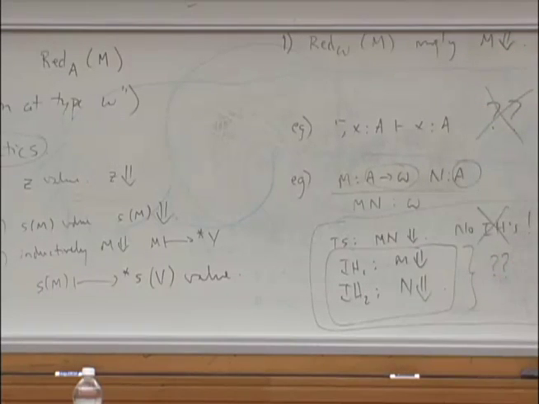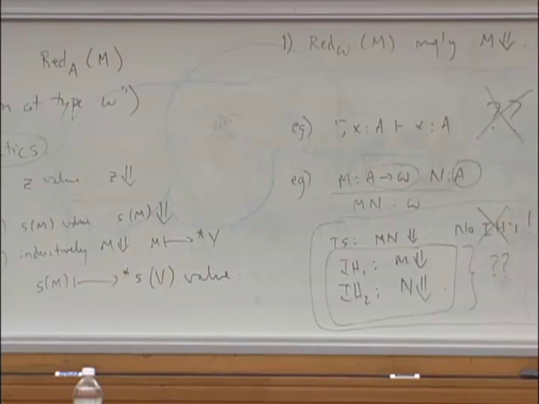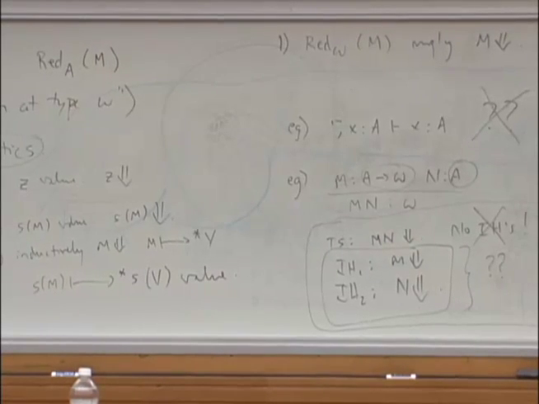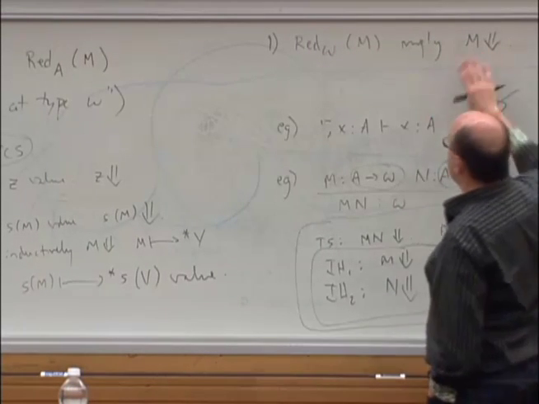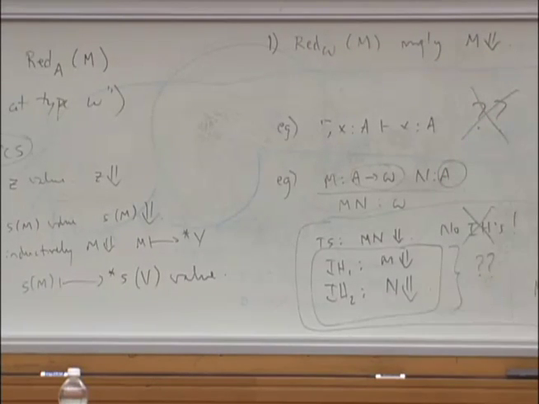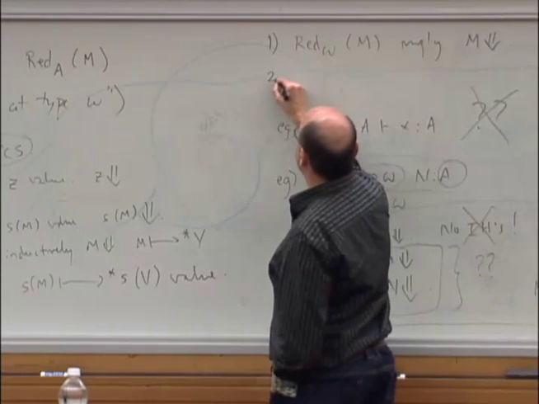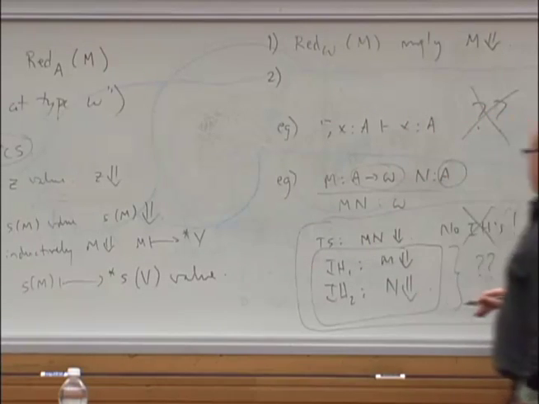Because the way I set up my theorem, I tried to, in a way, make it as weak as possible. The only thing I really care about, according to the premise of this lecture, is that reducible terms of type omega terminate. I don't necessarily care about reducibility at other types. So that's a first condition that I need.